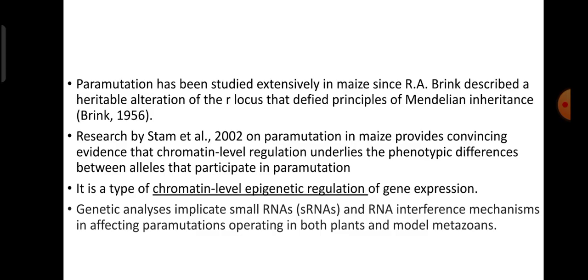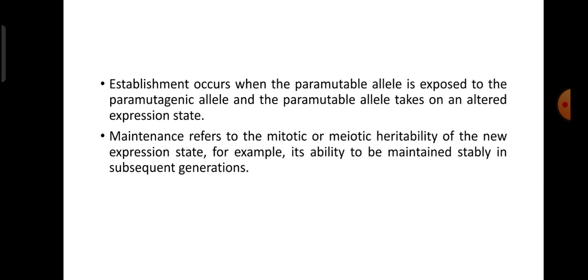The concept was given in maize for the first time by Alexander Brink in the year 1956. Like that, Stam and co-workers in 2002 also worked on paramutation in maize and provided convincing evidence that chromatin level regulation underlies the phenotypic differences between alleles that participate in paramutation. Genetic analysis implicates that small RNAs or sRNAs and RNAi mechanisms affect paramutations, operating in both plants and model metazoans.